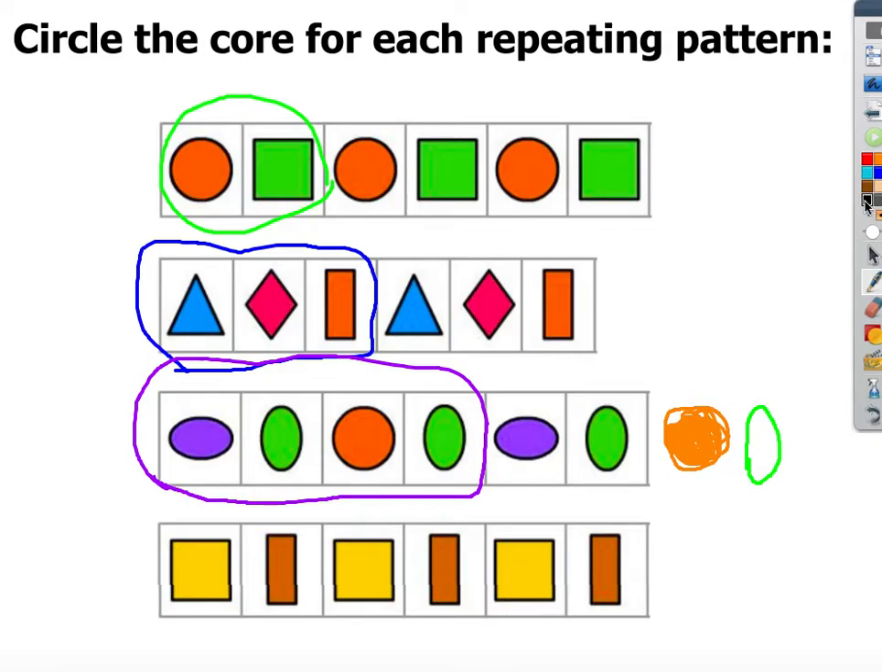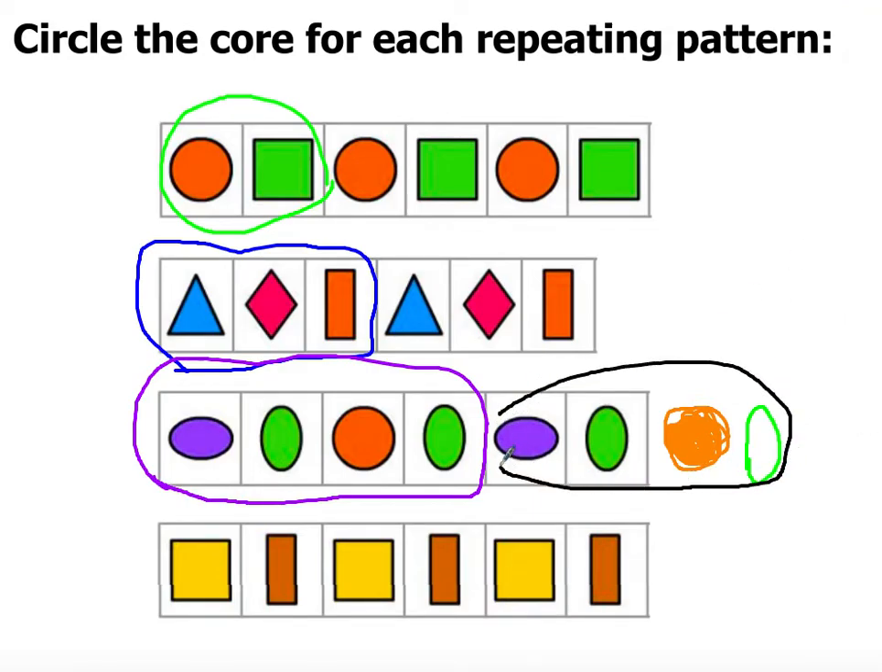So then this piece would be our second unit that followed that repeating pattern, and then you would just start over as we continue. Alrighty, and finally, last but not least, square, rectangle, square, rectangle, square, rectangle.